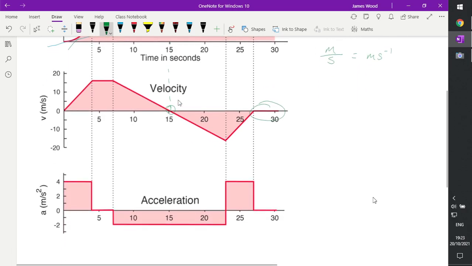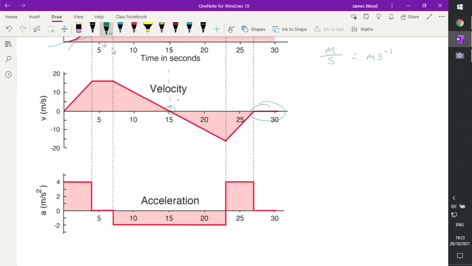If we now do the same process again and go to an acceleration time graph, so if I differentiate velocity, so dv by dt, or I'm finding the gradient of a velocity time graph, that will give me the acceleration. So the rate of change of velocity is your acceleration. Again, think about the units. So that's meters per second divided by seconds, which gives me meters per second squared.